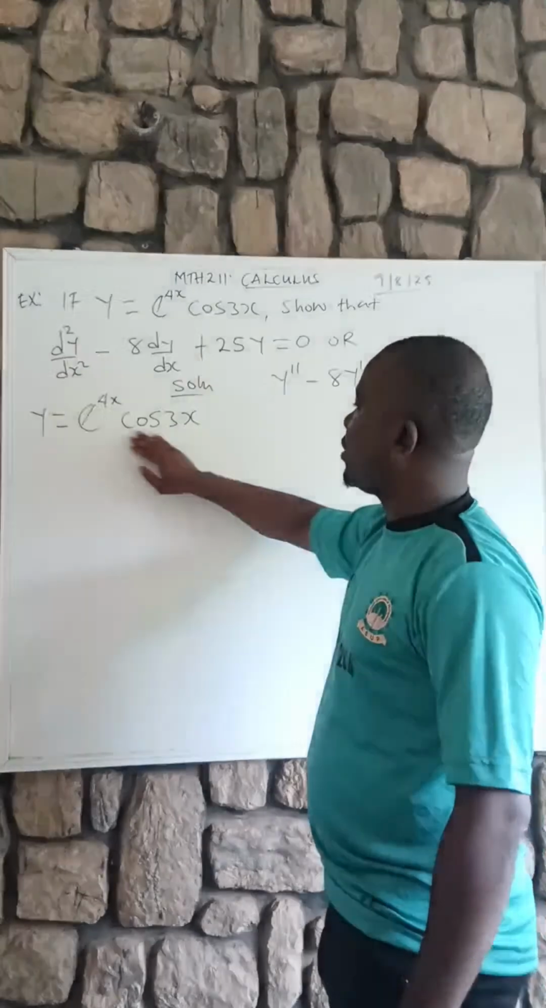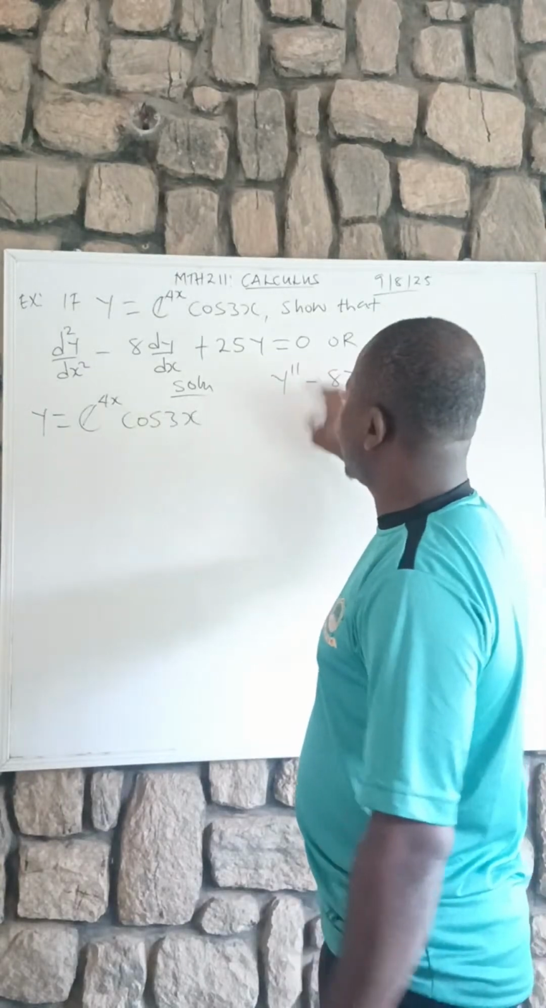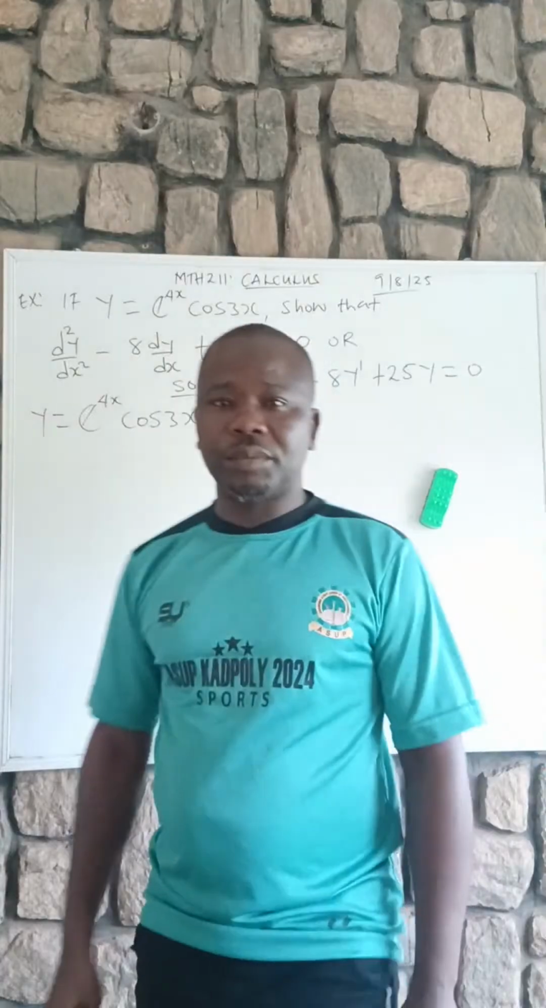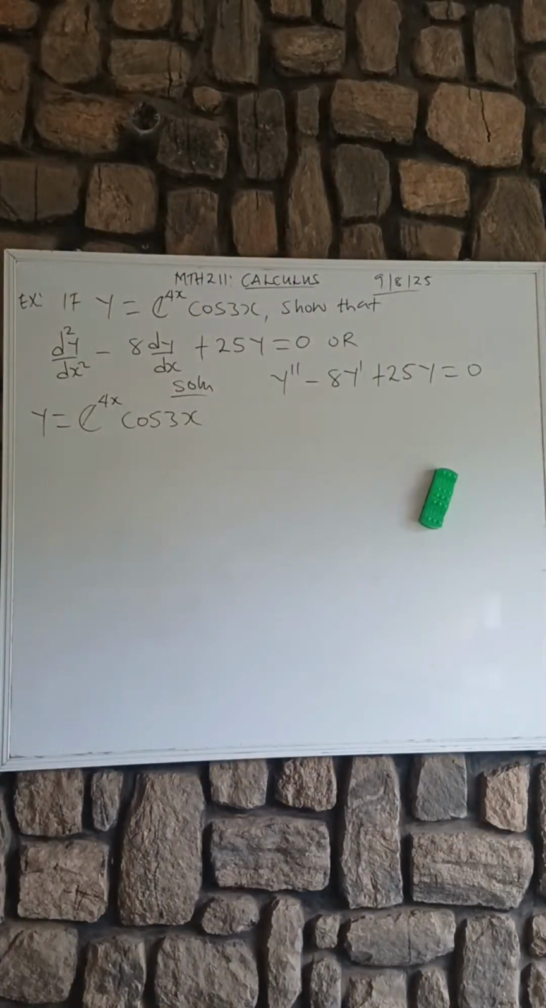So it means we are going to differentiate this function how many times? Twice, and substitute into either this or this differential equation. That is what we are going to do. Is that clear? Are you following?